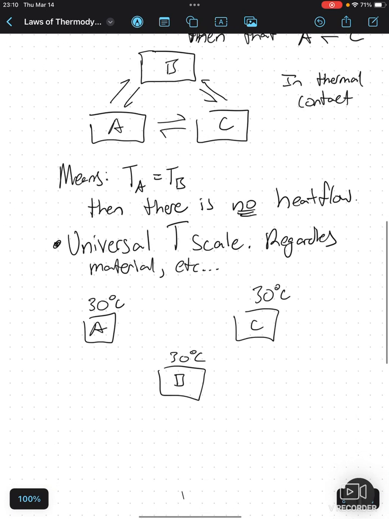It means that if this thing is 30 degrees Celsius and object B is 30 degrees Celsius, you put them together, there's going to be no heat flow. The temperature is going to be the same.